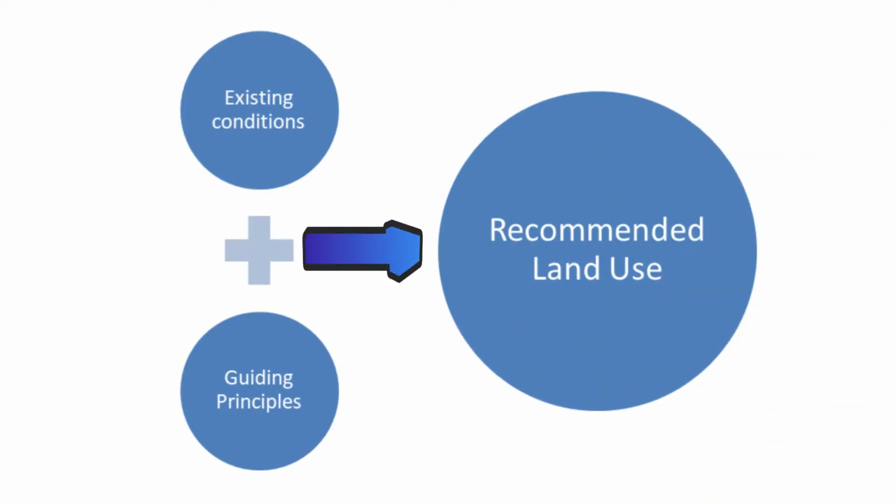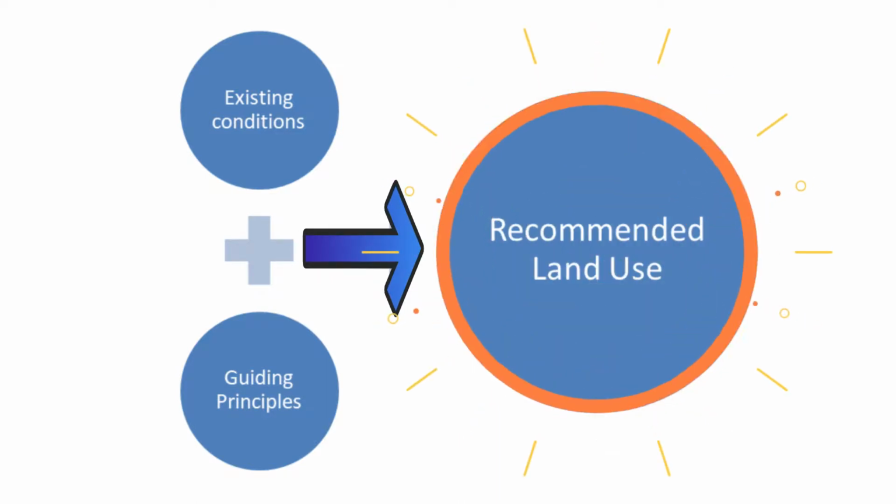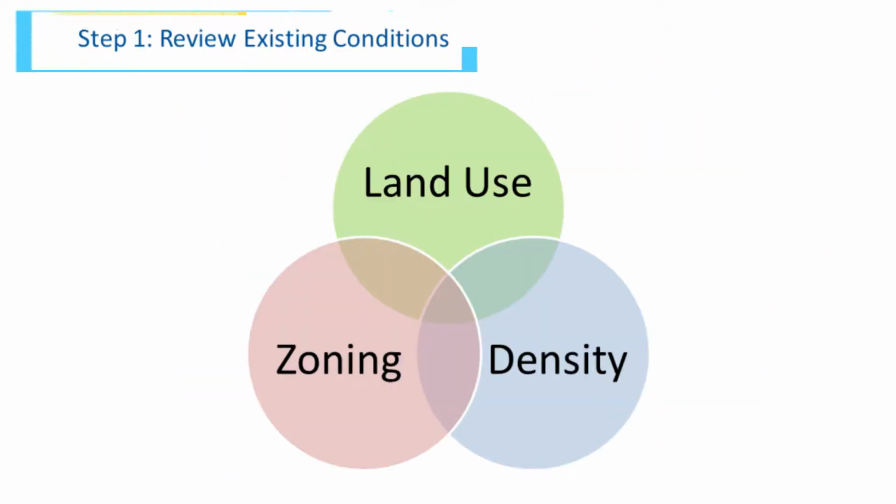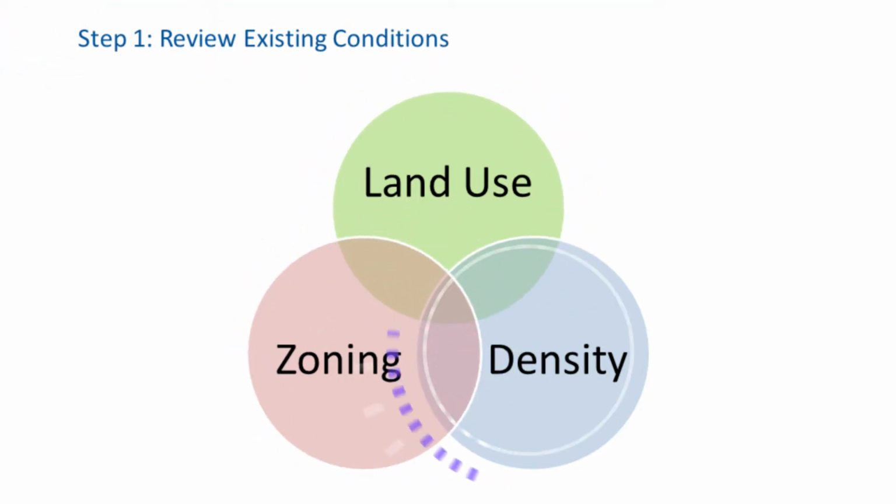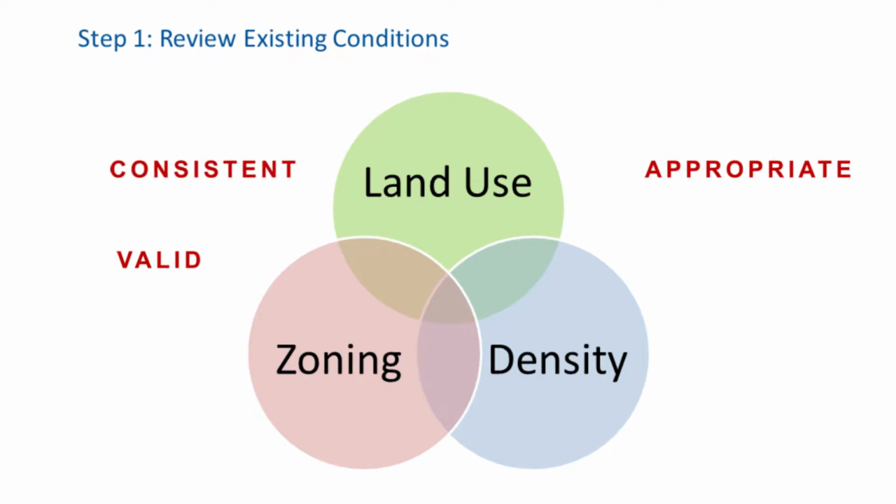There are a series of steps taken by city staff to determine recommended land use for a site. During a planning process for an area, each piece of land within the area is provided with a recommended land use. The first step includes reviewing the existing land use, the existing zoning, and the existing density of the site. This process helps staff to determine what is already legally permitted by code and what already exists on the site. This is an important step because we want to provide recommendations that are valid, appropriate, and are consistent with what is already permitted within the existing zoning code.